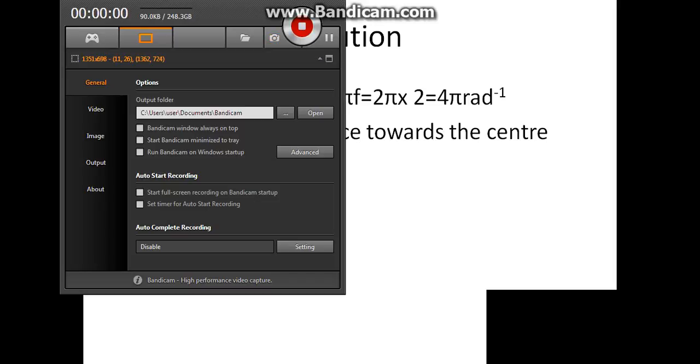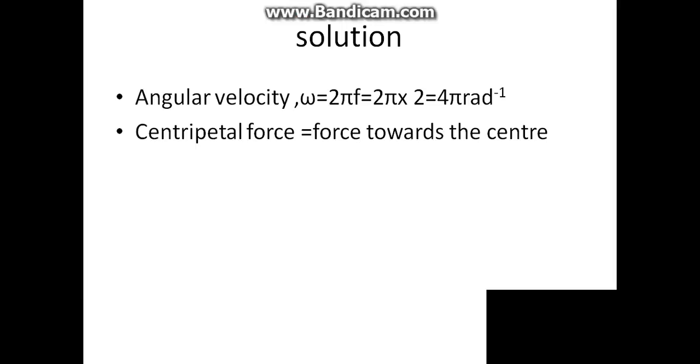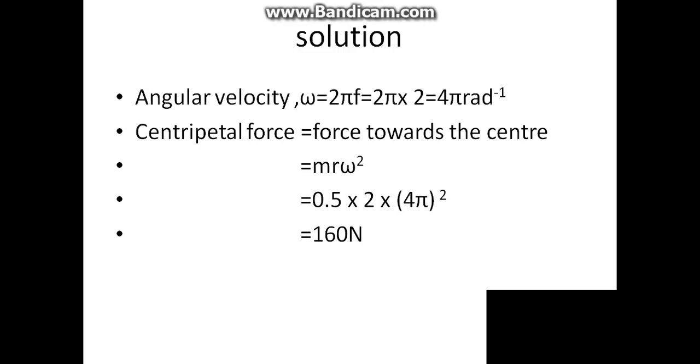To mr phi squared, which is now giving us, by substituting the values of the unknown values, we have 0.5 for the mass times 2 for the radius times 4 pi all raised to power 2 for the phi, which now gives us 160 Newton.